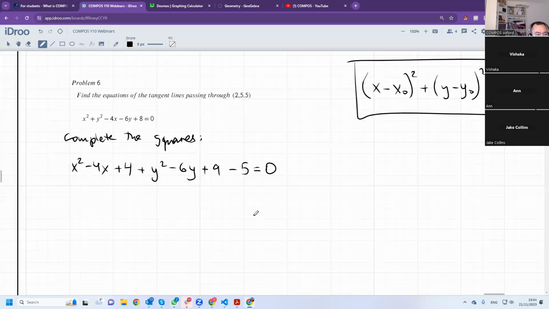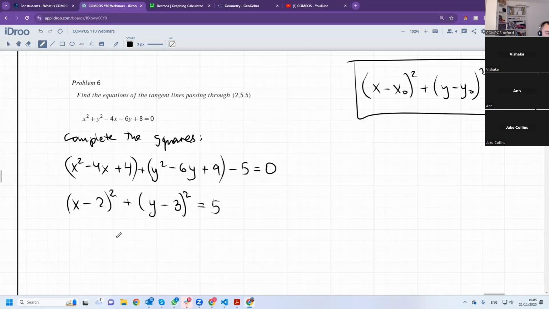All right, that makes 0. 4 and 9 is 13. 13 minus 5 is 8. Okay, so now I complete the square. So (x minus 2) squared plus (y minus 3) squared equals 5.